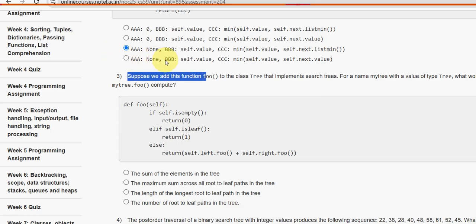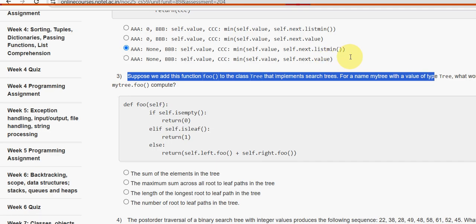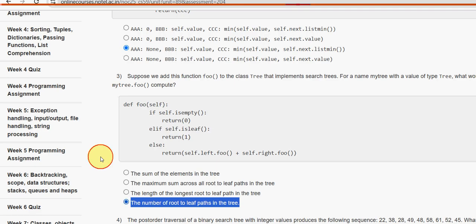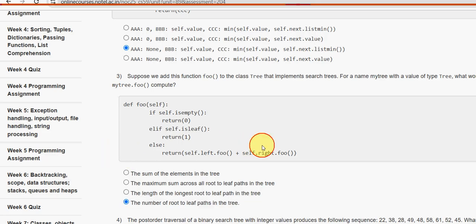Suppose we add this function to the class tree that implements search trees for my tree, with a value of type tree. What would mytree.foo, so the function foo here, compute? So the answer is fourth option guys, the number of root to leaf paths in the tree. So mark fourth option as the probable solution for third question. Now let's move on to the fourth one.